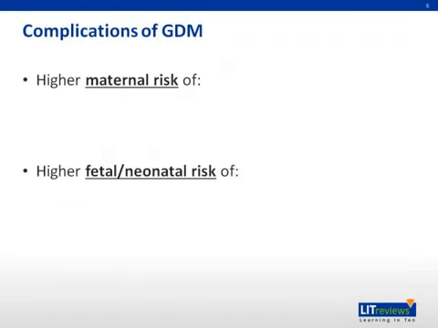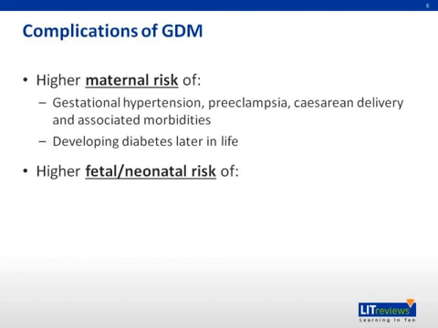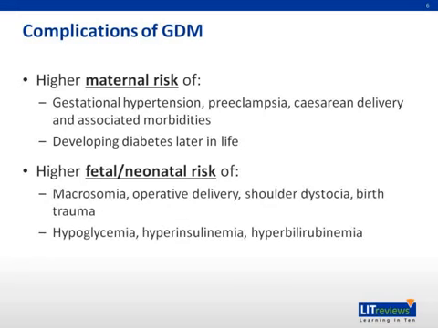The complications of GDM can broadly be classified into maternal and neonatal. So the maternal risks include gestational hypertension, preeclampsia, C-section and associated morbidities, as well as developing diabetes later in life. For the neonate, there could be macrosomia, operative delivery instead of a normal vaginal delivery, shoulder dystocia, and birth trauma. And in terms of the metabolic outcomes, could be hypoglycemia, hyperinsulinemia, and hyperbilirubinemia.